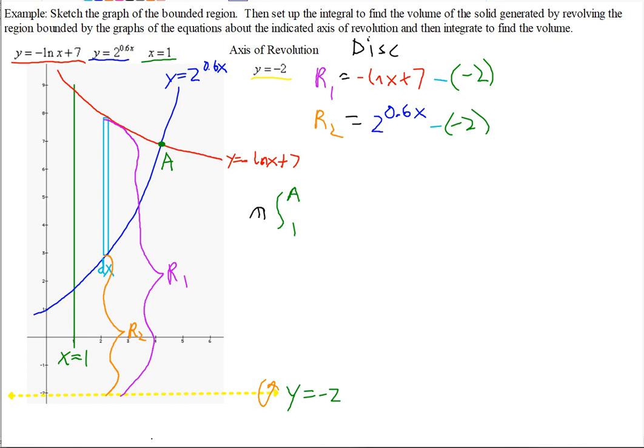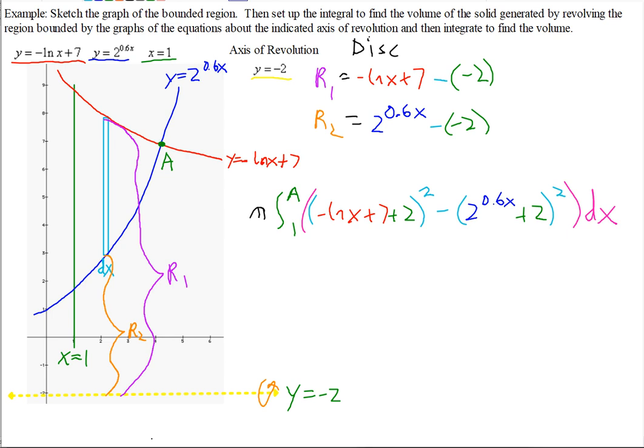And then it's r1 squared. So we have to square them separately, so it'll be negative natural log of x plus 7 plus 2 squared. Now I know you could make that plus 9, but it'll actually be easier to type in our calculator if we don't. Minus, we'll have 2 to the 0.6x plus 2 squared. And then the whole thing times dx. So make sure you set up your integral correctly. And then we'll use our calculator to figure out what that is. So let's see how we do this on our calculator.